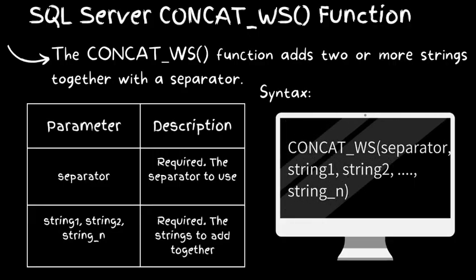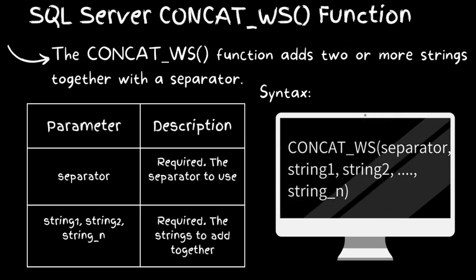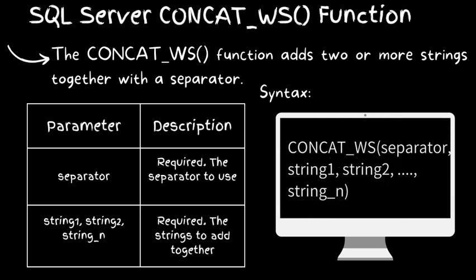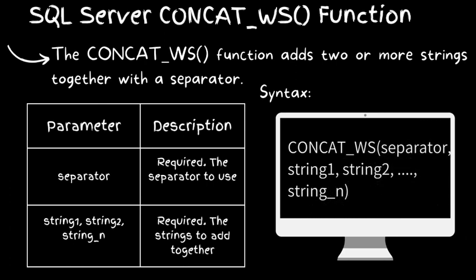The CONCAT_WS function adds two or more strings together with a separator. The parameters are separator, string 1, string 2, and string n. The description is: the separator is the separator to use, then the strings are the strings to add together. The syntax: CONCAT_WS(separator, string1, string2, and so on.